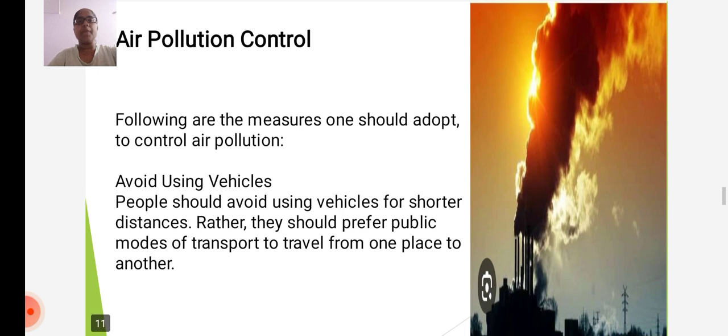The next thing is air pollution control. Following are the measures one should adopt to control air pollution. The first thing is avoid using vehicles. People should avoid using vehicles for shorter distances. Rather, they should prefer public modes of transport to travel from one place to another.